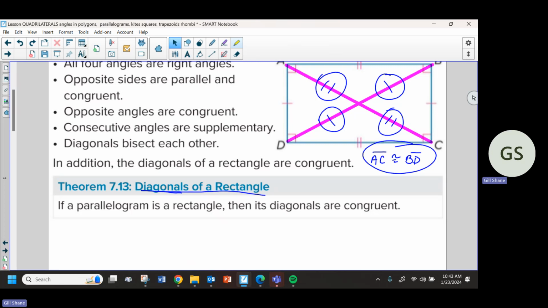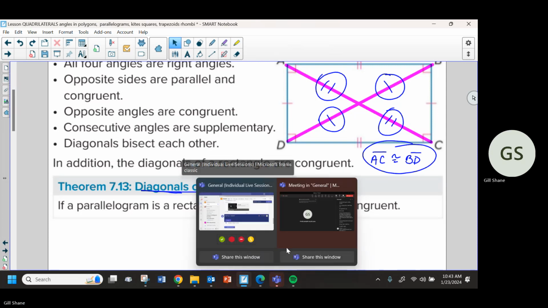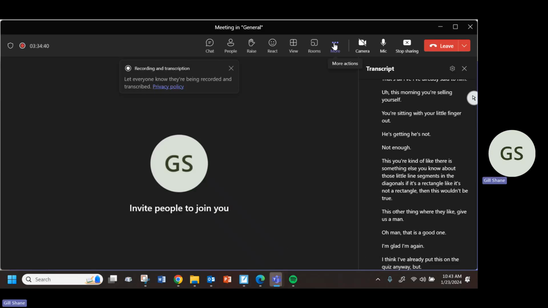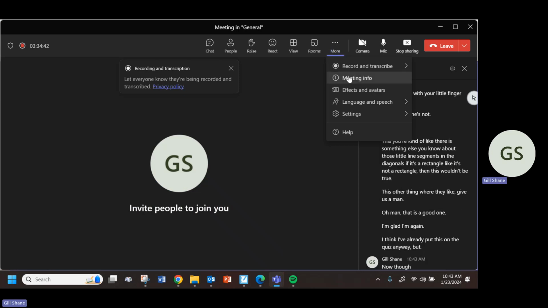There's something else you know about those little line segments in the diagonals, if it's a rectangle. And if it's not a rectangle, then this other thing wouldn't be true. Man, oh man, that is a good one. I think I've already put this on the quiz anyway. Now though, it's all coming together.